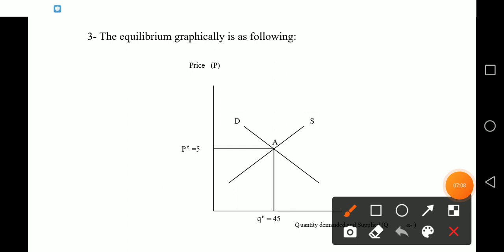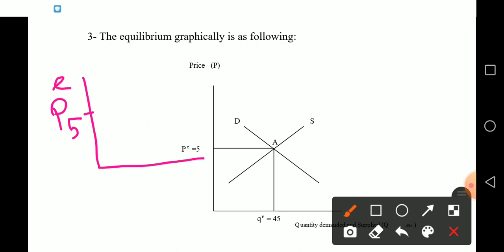So I'm having here this graph. I will draw a graph, and I know that P here, the equilibrium price, is 5. And I know that the quantity here, the equilibrium quantity, is equal to 45. We just calculated. Okay, so easy, like a piece of cake, as I told you.